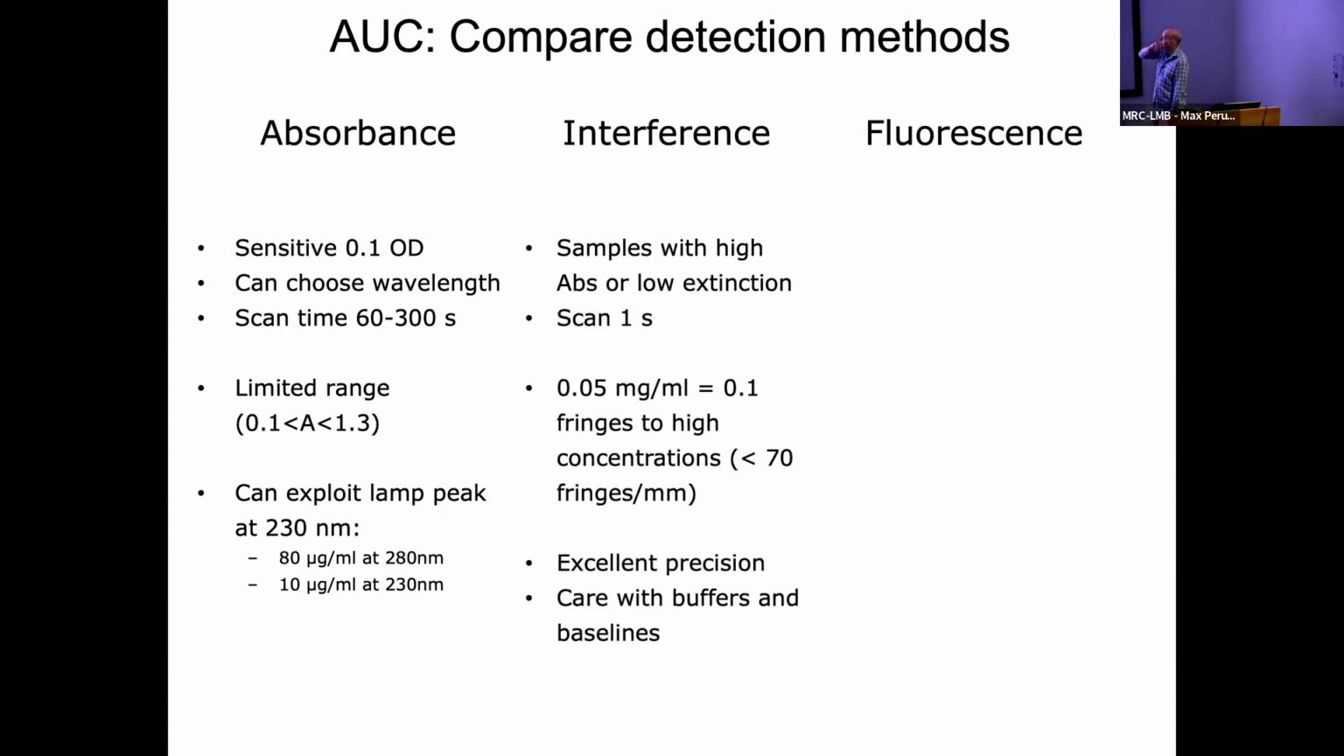Interference is very quick. You've got a big range. One problem, though, is that when you start to get very high concentrations, it's difficult to actually fit. And when you're getting very, very high concentrations, you're getting into hydrodynamic non-ideality, which isn't ideal. It's got excellent precision, but one problem is that because it's a refractive index change, if your buffers are mismatched between the sample and the reference, then you'll see what's happening in the sample and the reference as well. You can see buffer precipitating.